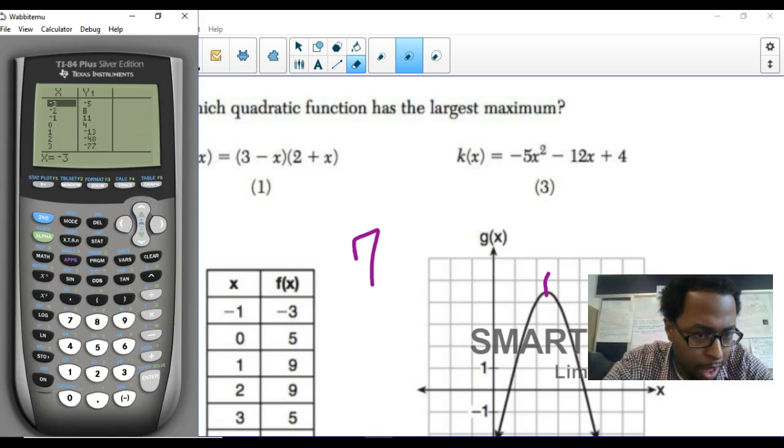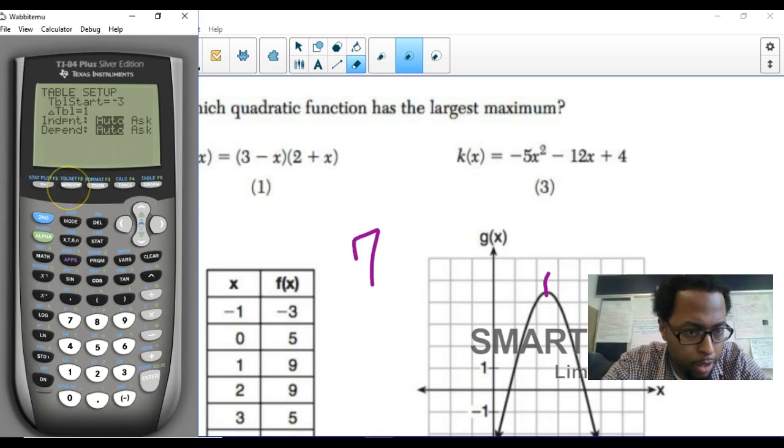It went -5, then 8, then 11, then it went back down to 4. So let's see if we can change the table set and see where it actually is. Let's try 0.5 instead.